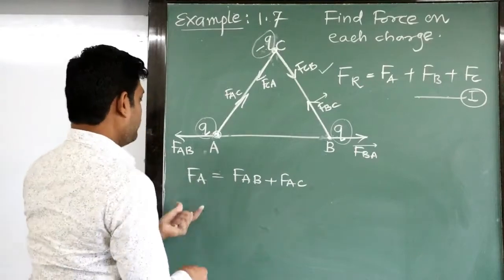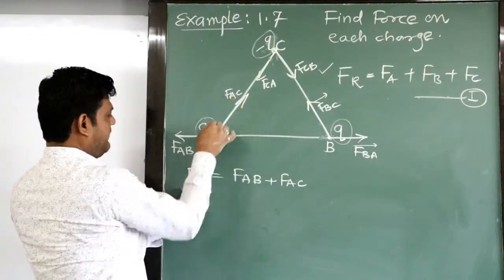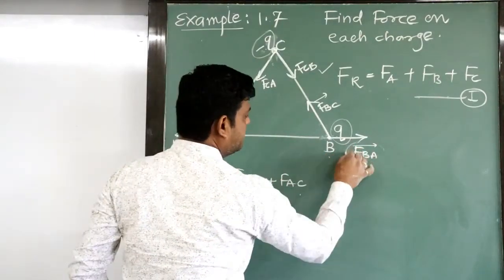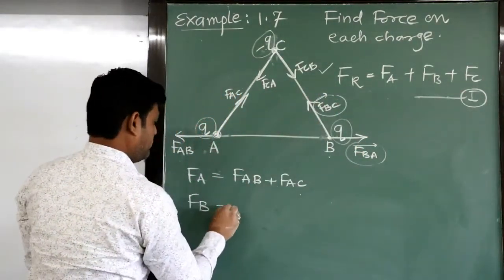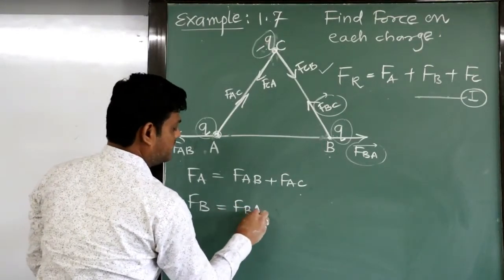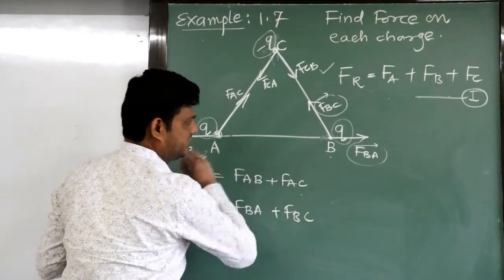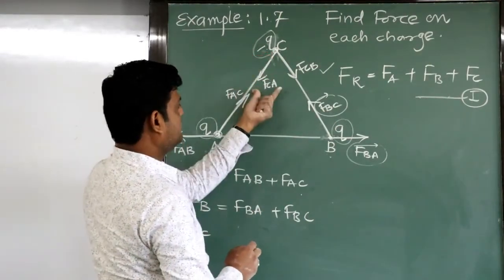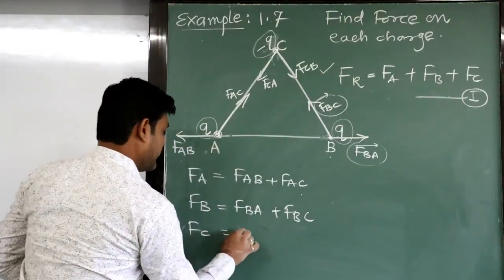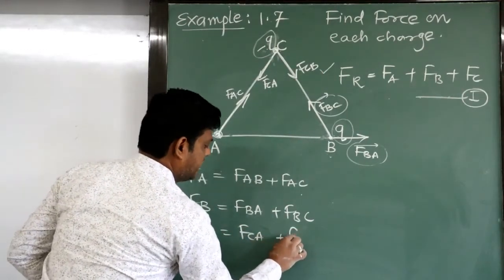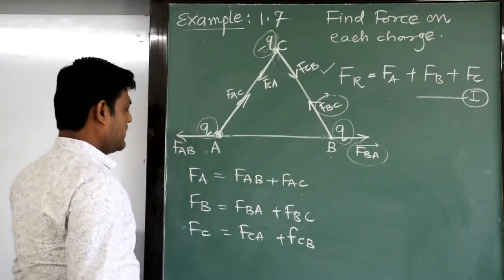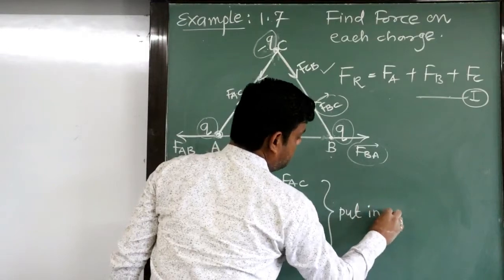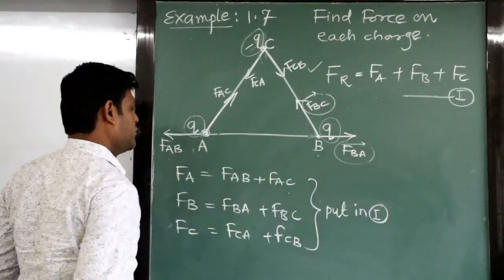So we calculated over here the force acting on A: two forces, F_AC and F_AB. What is the force acting on B? The force acting on B will be these two forces: the force acting on B due to A and the force acting on B due to C. What are the forces acting on C? This and this: the force on C due to A and the force on C due to B. Put the values in equation number 1.